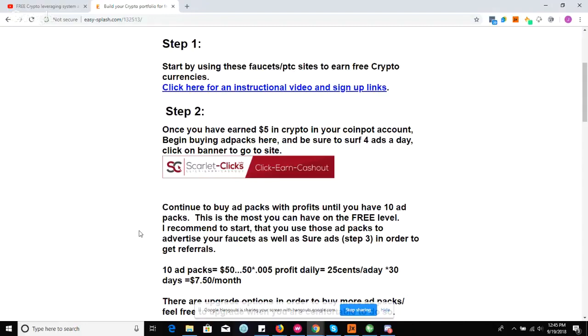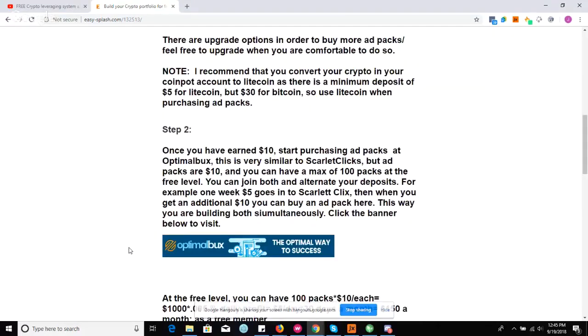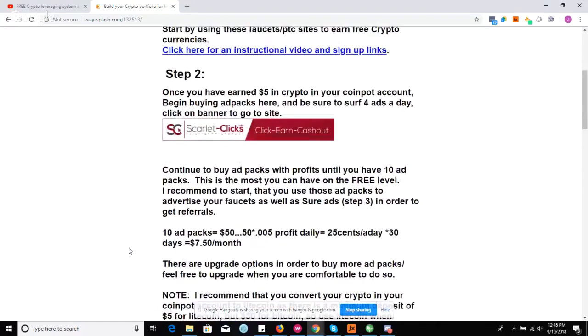What I'm basically doing is using a lot of my Optimal Bucks earnings, since I have more ad packs at Optimal Bucks, and putting them into Scarlet Clicks for upgrades and for other packs and things like that. But figure out what strategy works for you. Some people might like Scarlet Clicks at first because it's cheaper. There are pros and cons with everything. I use both of them and I like both of them. They have different features, and that's fine.